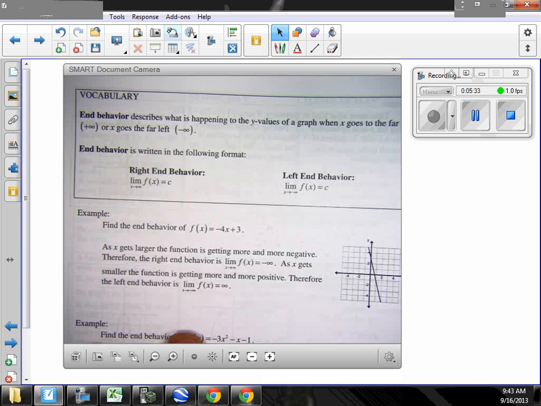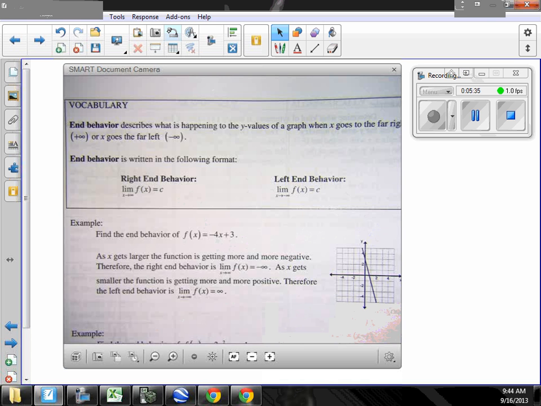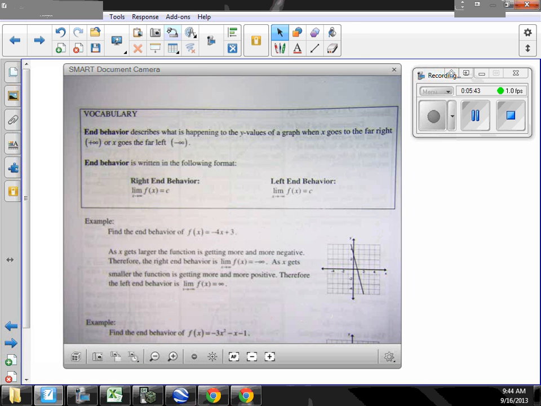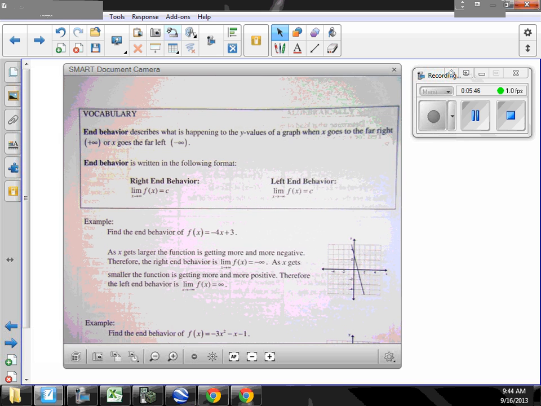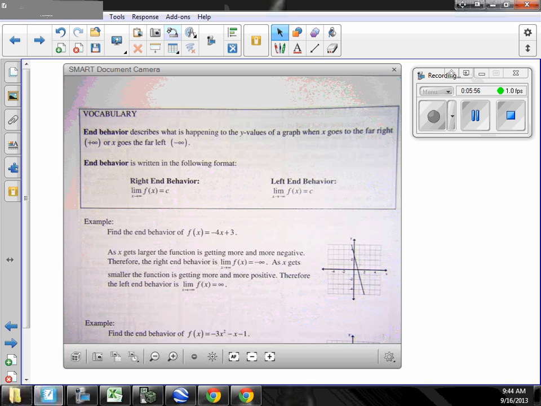And it says, end behavior describes what is happening to the y values of a graph when x goes to the far right, which is positive infinity, or x goes to the far left, which is negative infinity. So it's sort of like increasing and decreasing, except we don't have any actual values. We're wondering what happens when the graph goes towards infinity.